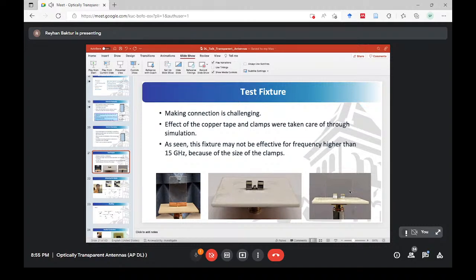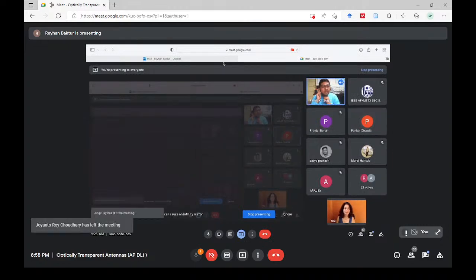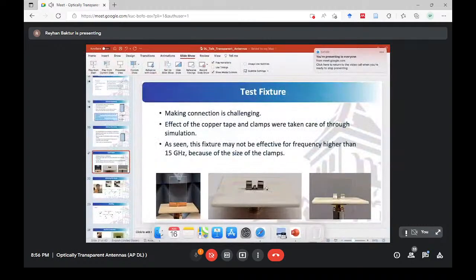Yes, Pankaj? Yes, ma'am. In this picture, ma'am has just shown, what is the material of the substrate we have used? So the substrate, he is asking about the part on which we mounted that antenna vertically. That transparent part. Yes, exactly. What would be the substrate?